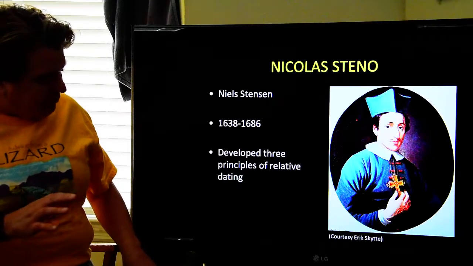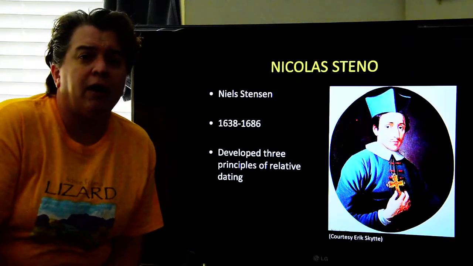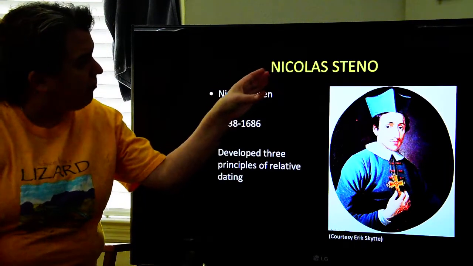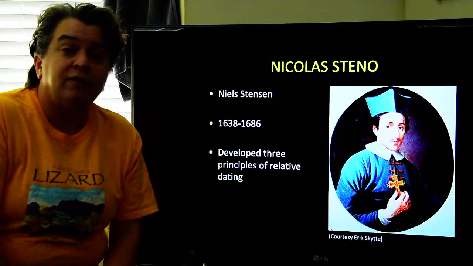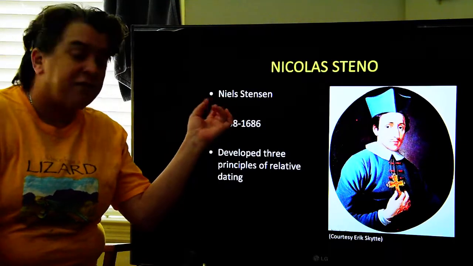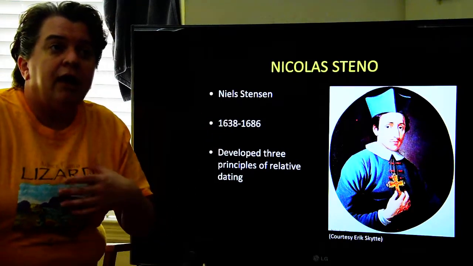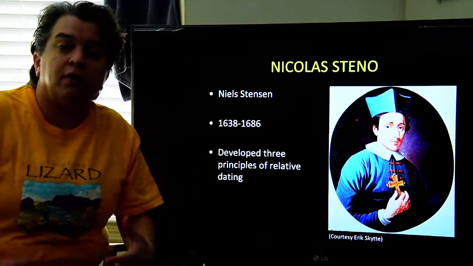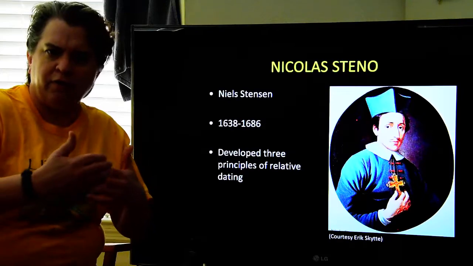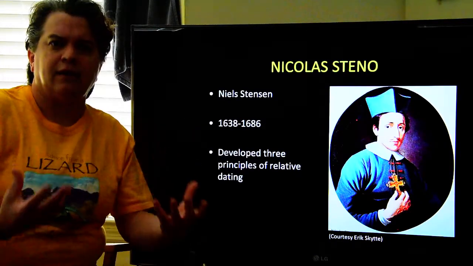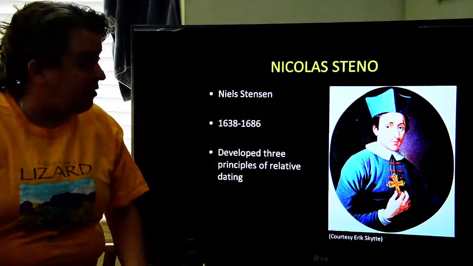Now, relative dating. The first three principles of relative dating that we're going to talk about were developed by this guy named Nicholas Steno. You can see a picture of him there. He was from Denmark, and his real name was Niels Stensen. But at the time that he worked, back in the 1600s, it was customary for scientists and scholars to Latinize their names, right? Turn their name into sounding like it was a Latin name. And so he took Niels Stensen and became Nicholas Steno.